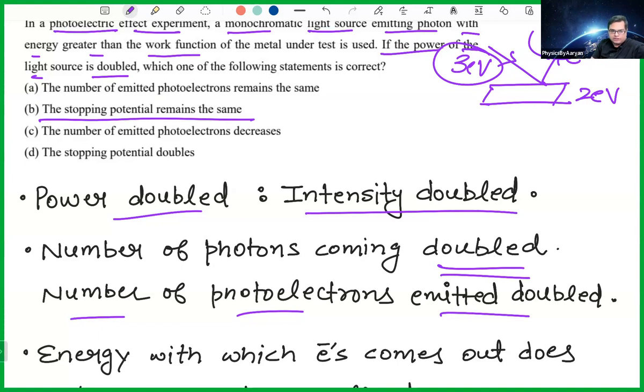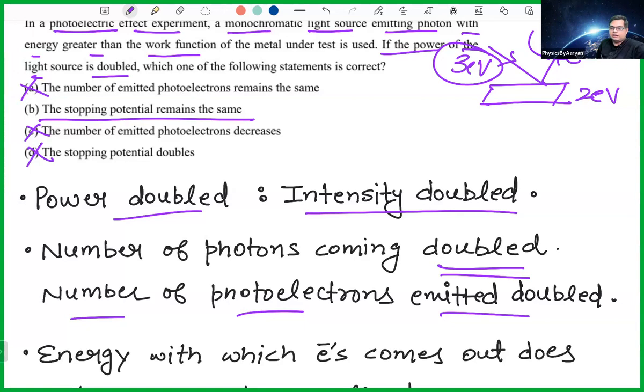All others are wrong. No, the number of emitted electrons is increased, it does not remain same. No, the number of emitted photoelectrons is not decreased, it is increased. No, the stopping potential is not doubled, the stopping potential remains same. Electrons are doubled, but they are still emitted with the same energy. It depends on with what energy they are coming out.